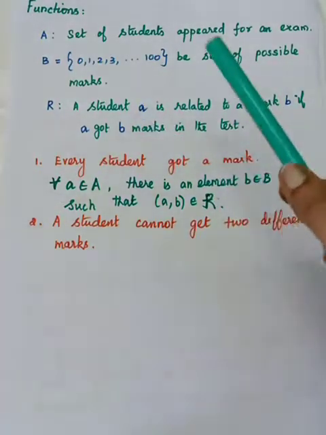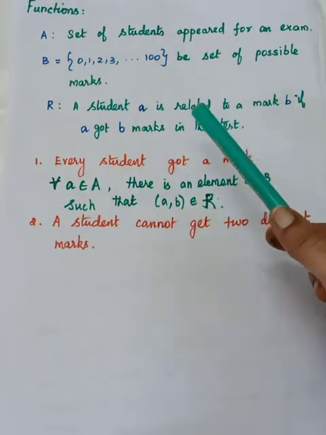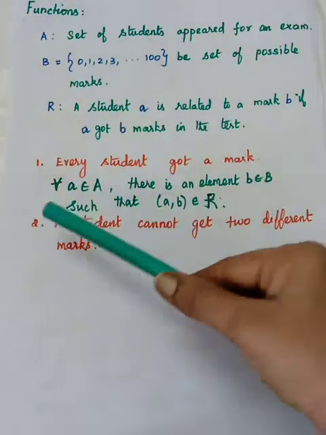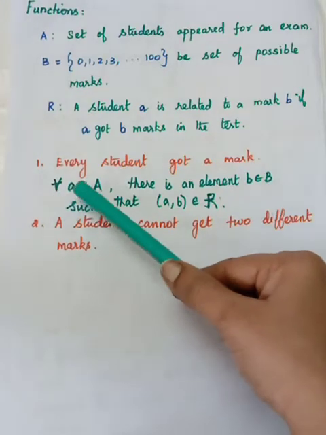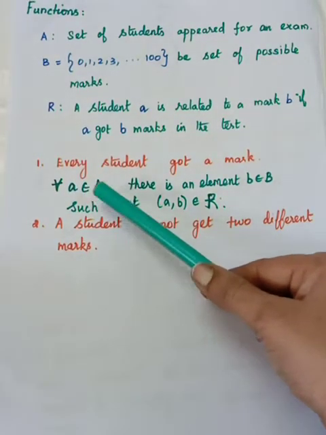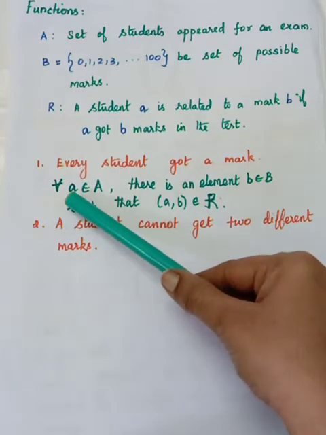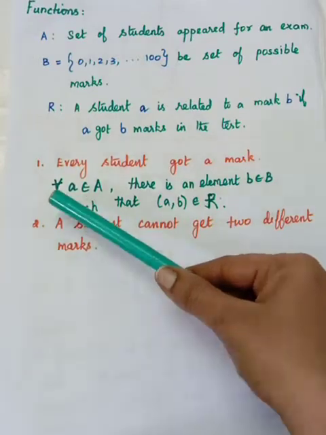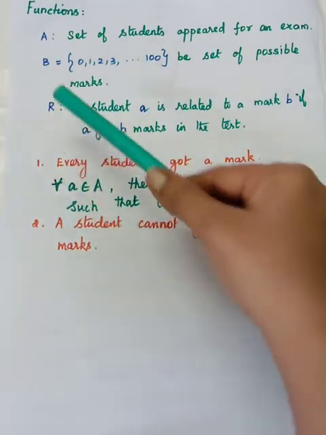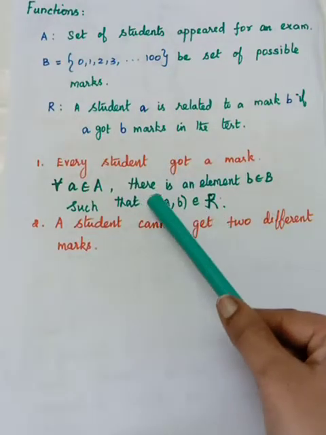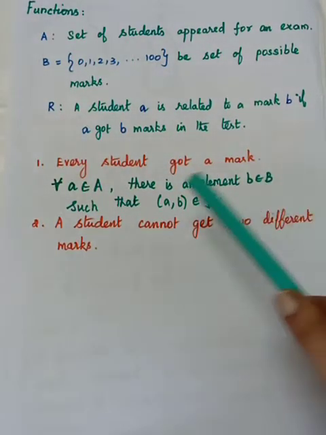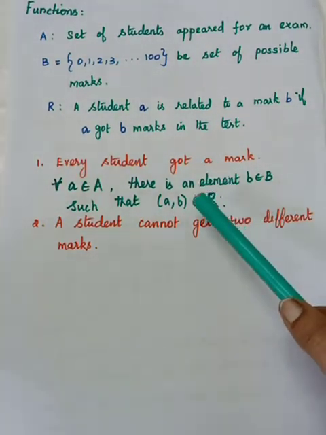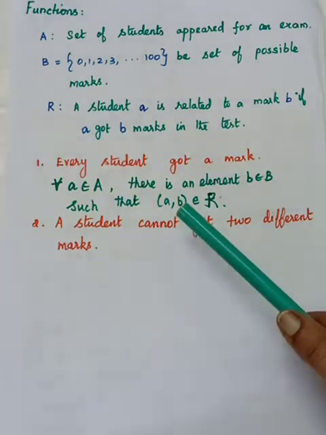Okay, so when you observe this example, we will get two results. The first one is every student got a mark. In other words, how can we say it: for all a belongs to A, that means small a is an element in capital A, so it's a student here. For all the students in capital A, there is an element b belongs to B such that (a, b) belongs to R. That means every student in A got a mark.